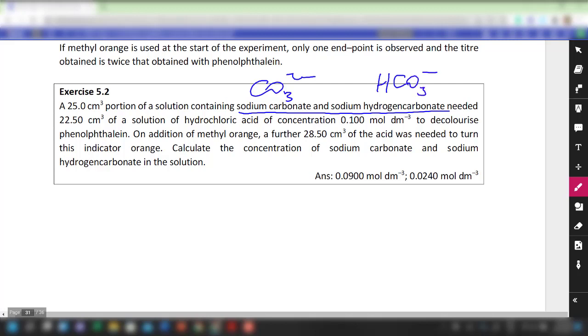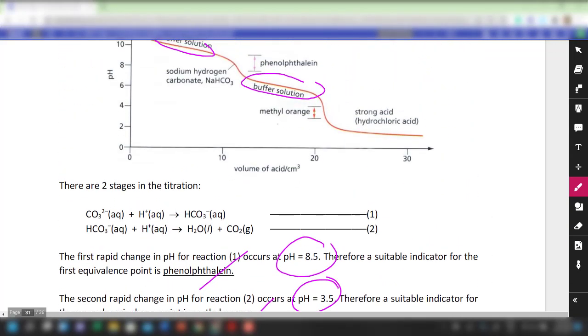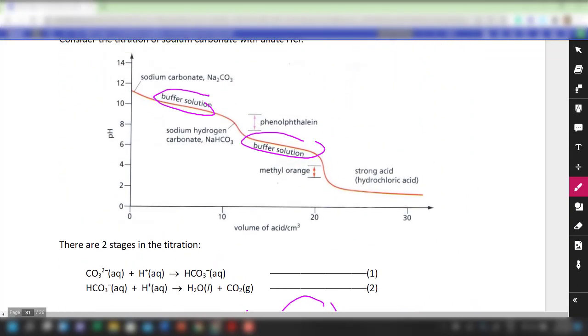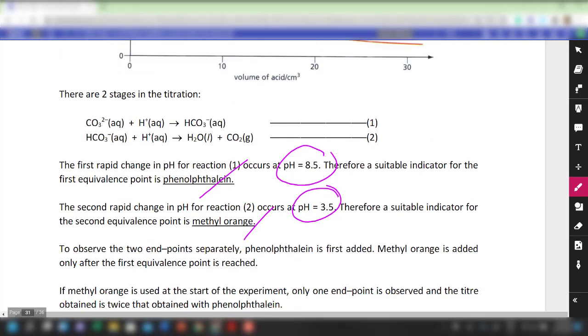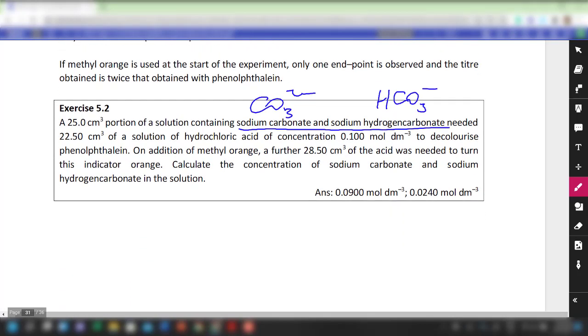CO3 2-. And it needed 22.50 cubic centimeters of hydrochloric acid of a certain concentration to decolorize phenolphthalein. Based on the titration curve above, to decolorize phenolphthalein, I am producing bicarbonate. So you can straight away tell that this is the volume of hydrochloric acid I need to react away all the carbonates. From here we can write this out clearly.